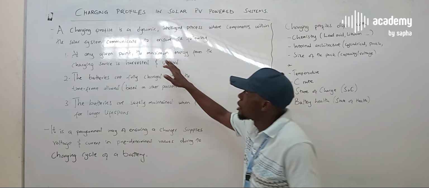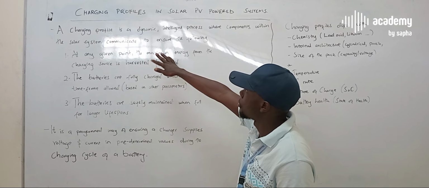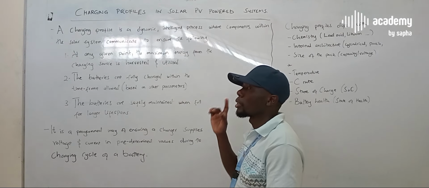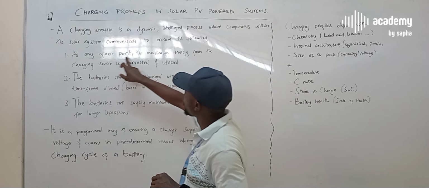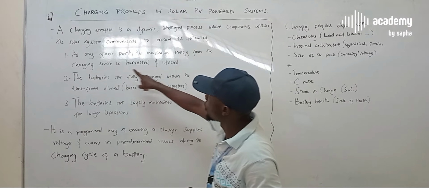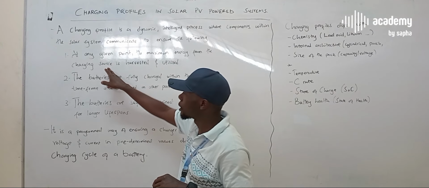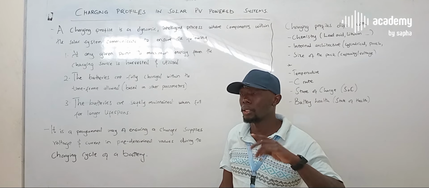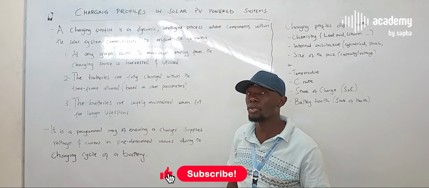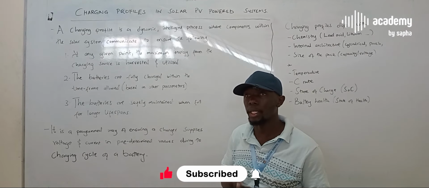Now, a charging profile is a dynamic, intelligent process where components within the solar system communicate to ensure the following. Number one, at any given point, the maximum energy from the charging source is harvested and utilized. The charging source, in this case, because this unit was supposed to deal with the standalone solar PV system, will be limited to the sun.